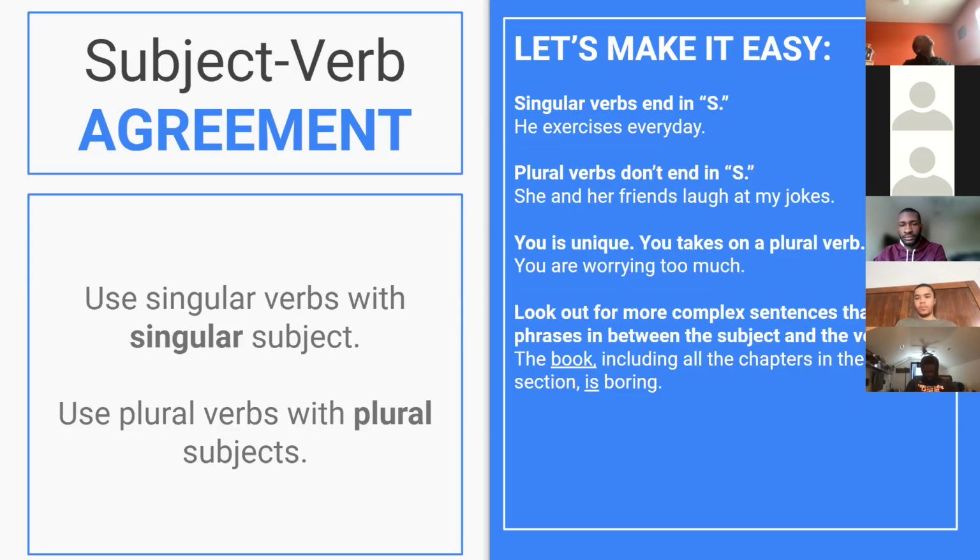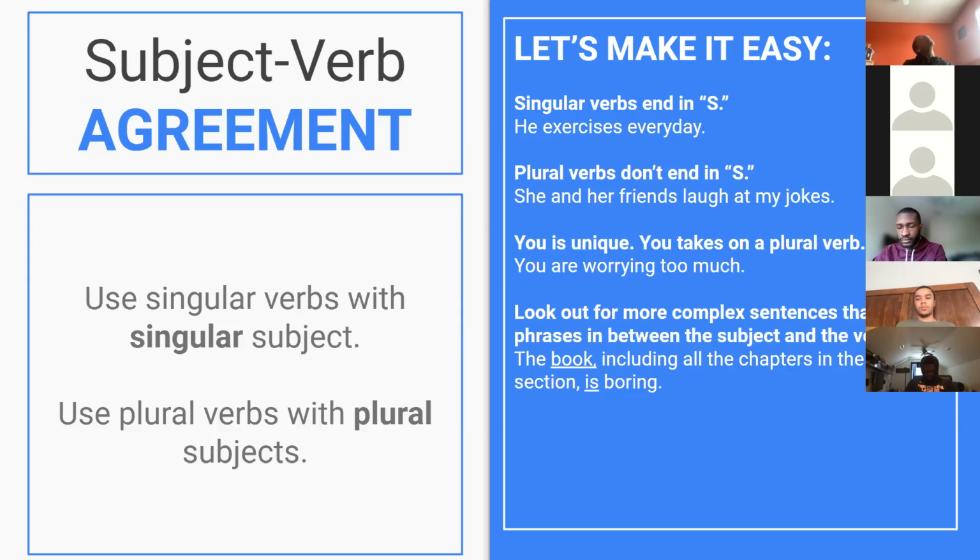The word you is unique, just like it was unique in hiding itself in the command sentences, those imperative sentences. You takes on a plural verb. You are worrying too much, right? So when you're stressed out and you have midterms and your friend goes, you're worrying too much. So it takes on plural instead of singular, even though I'm talking about you.